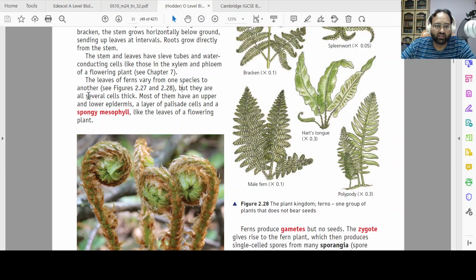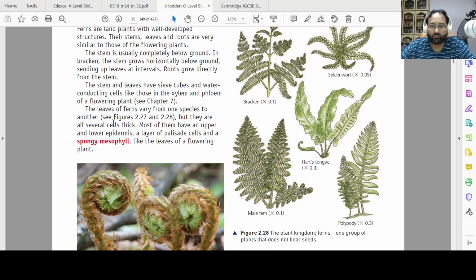The leaves are several cells thick. Most of them have an upper and lower epidermis, a layer of palisade cells and spongy mesophyll cells, similar to the leaves of flowering plants. Now, again, the structure of the leaf is something that will come in later, right? And so we'll take a look at these palisade cells and spongy mesophyll cells and the epidermis and everything. Okay.